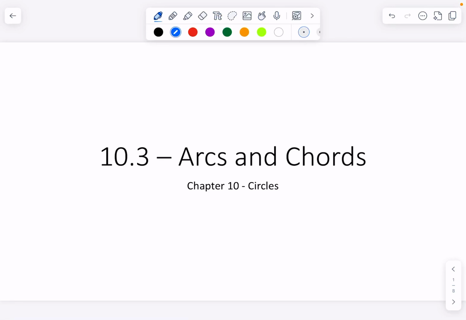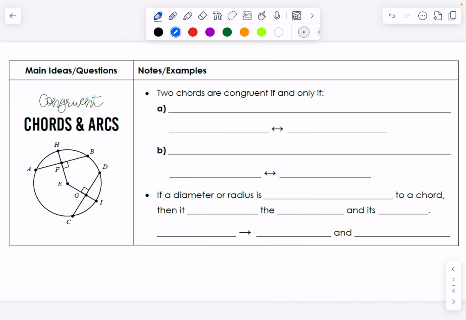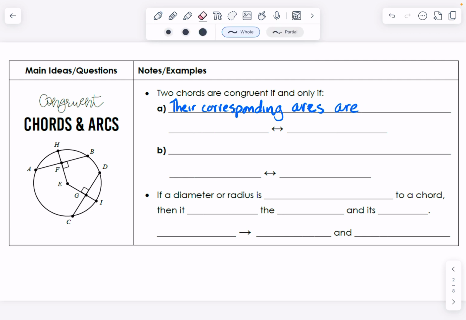Okay, in this video, I'm going to be talking about arcs and chords. There's first some main ideas I need to give you. Two arcs are congruent if and only if their corresponding arcs are congruent. I'll write out the word congruent.